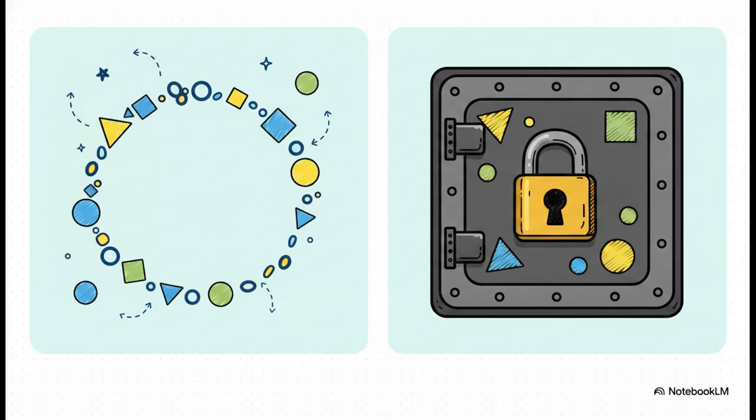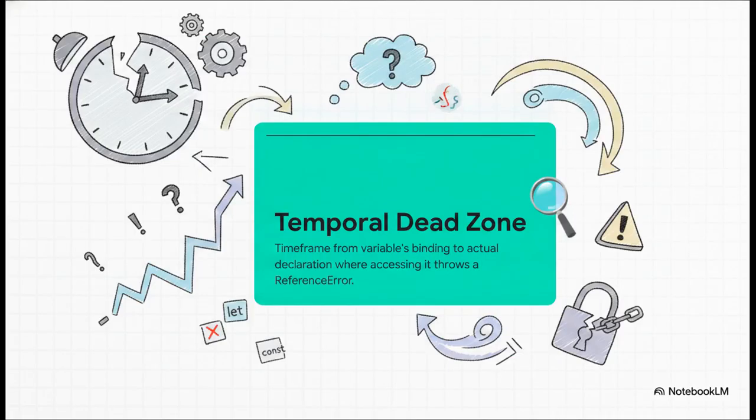And you know, this strict scoping brings us to a crucial concept, the temporal dead zone. Interviewers ask about hoisting and the temporal dead zone to see if you actually understand memory management under the hood, not just basic syntax. If you try to access a let or const variable before its actual declaration line, you won't just get an undefined value like you would with var. Instead, the program outright throws a reference error. That time frame right before the declaration, that's your temporal dead zone.